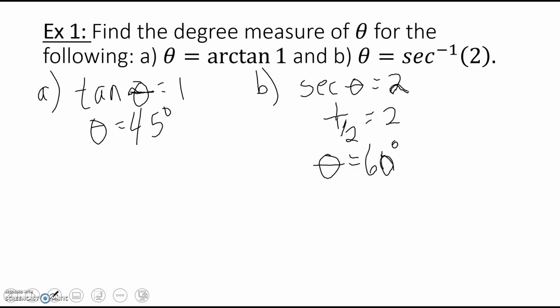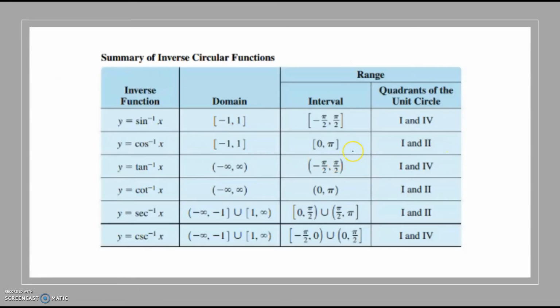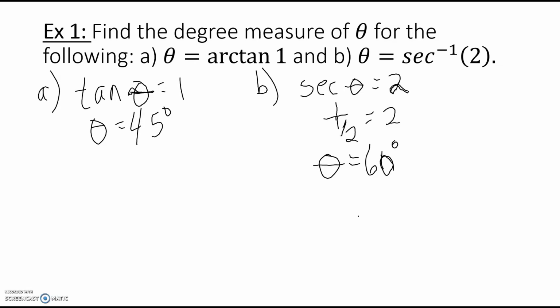Alrighty, cosine is also 1/2 in the fourth quadrant, which would be 360 minus 60, which is 300 degrees. But remember, for secant, if we go back to secant, our range is 0 to pi over 2 and pi over 2 to pi. So from 0 to 90 degrees and 90 to 180 degrees. And in this case, the other one was 300 degrees, so that one doesn't fall in the range. So your only solution here would be 60 degrees.